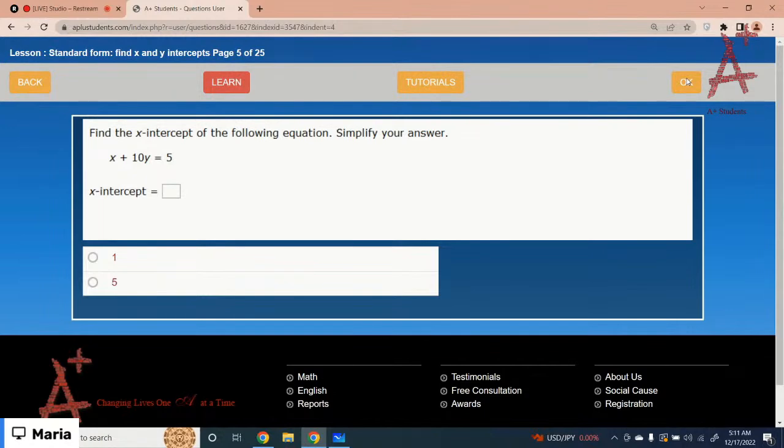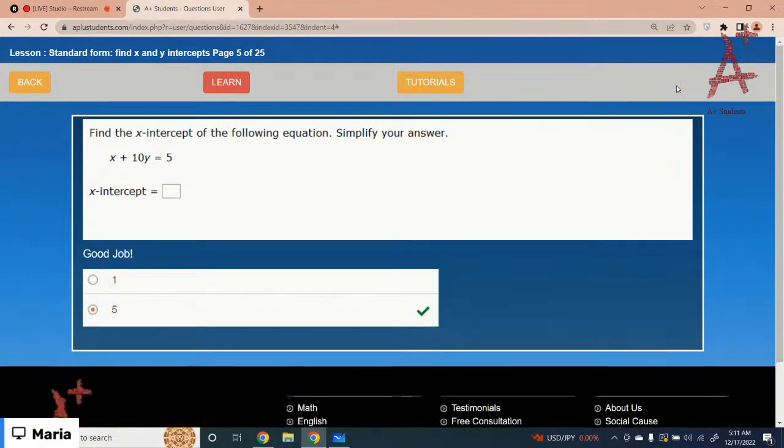So which is the correct option? x plus 10y equals 0. So the x-intercept equals, yes, very good. x equals 5. The correct option is 5. Just select the correct option, then click on the OK button.